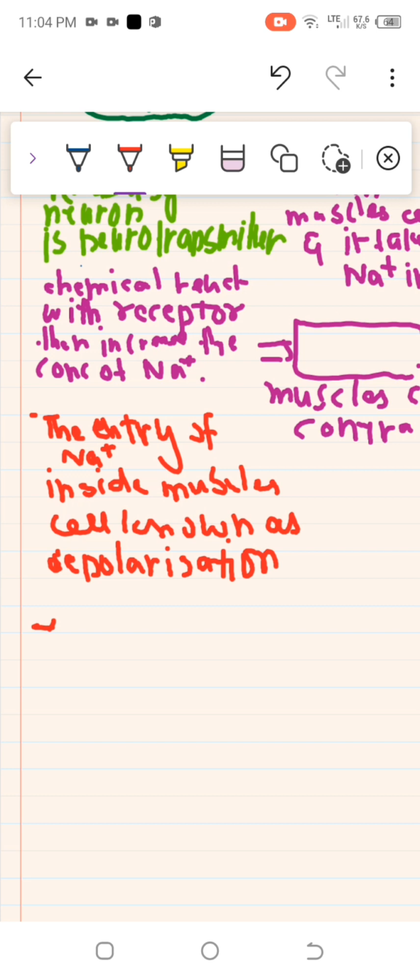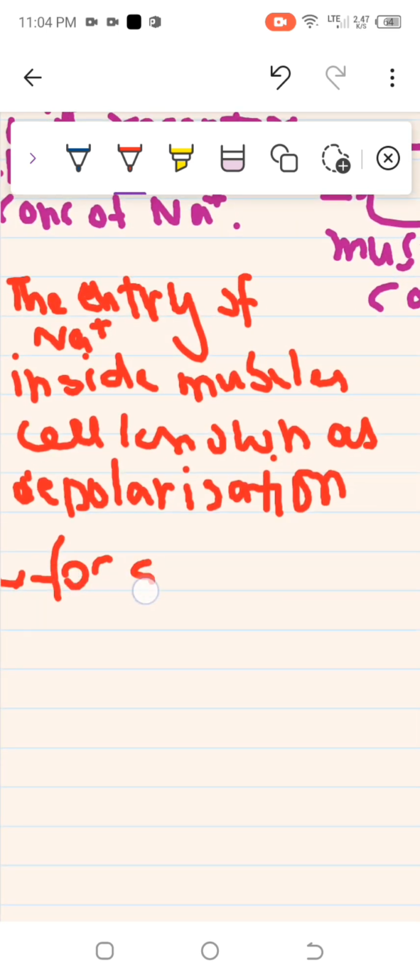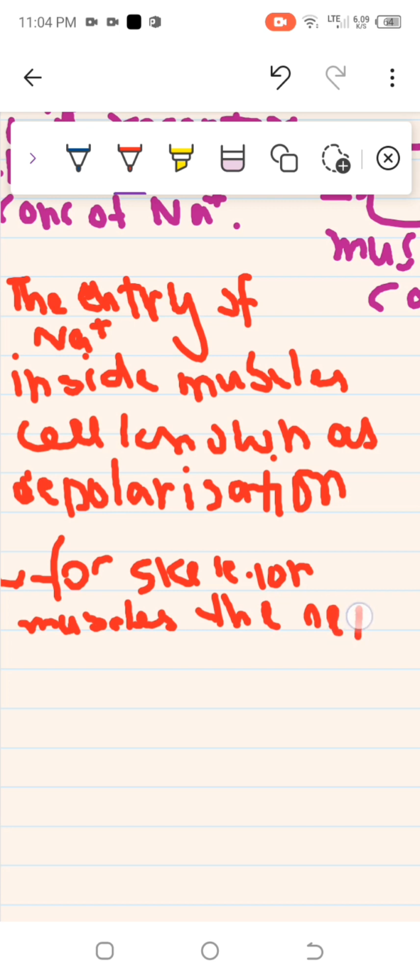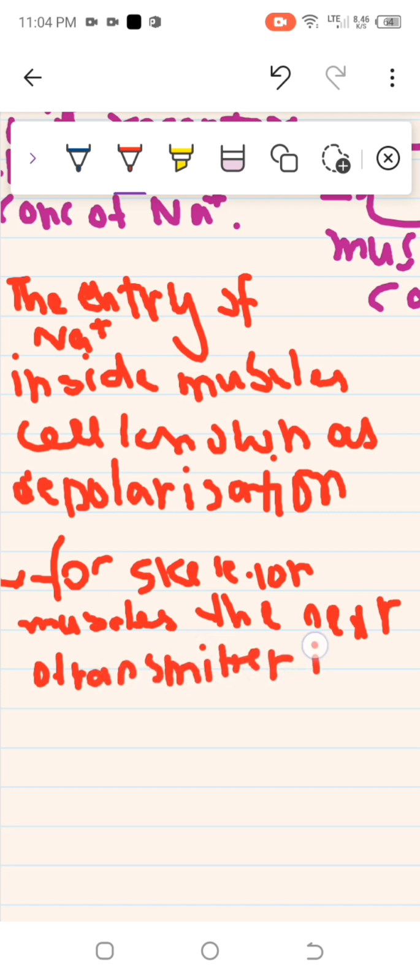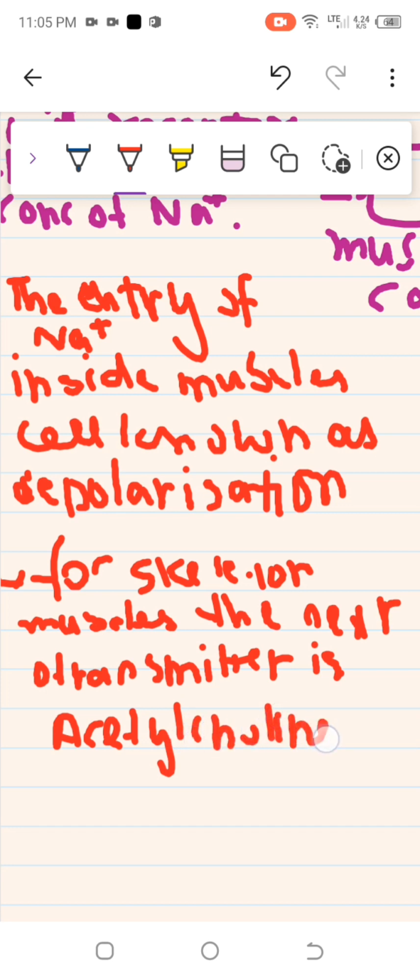There was the neurotransmitter. So for skeletal muscle, the neurotransmitter is acetylcholine. Acetyl choline. So I hope it is clear to everyone.